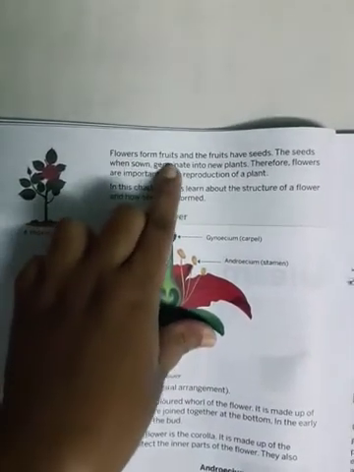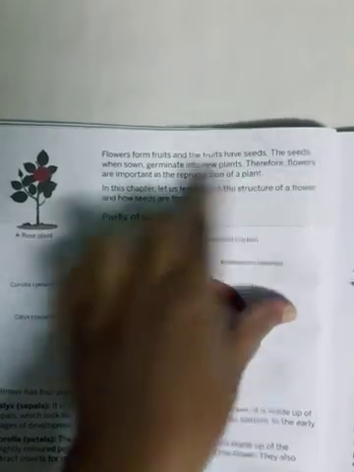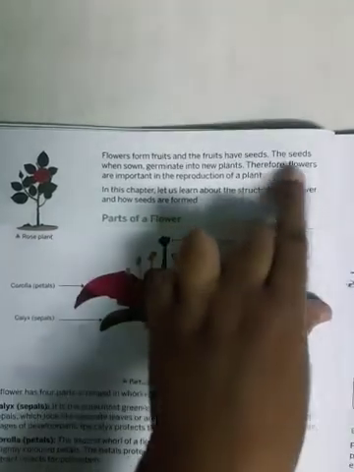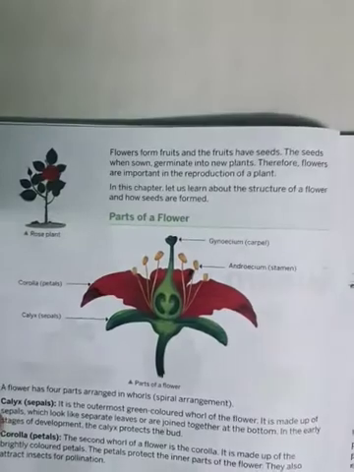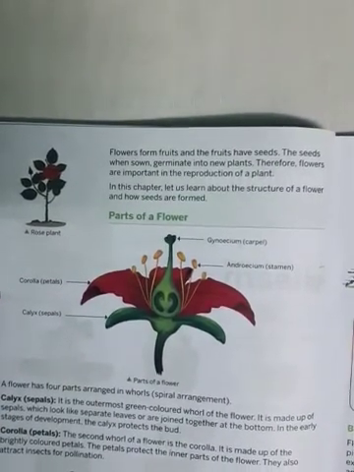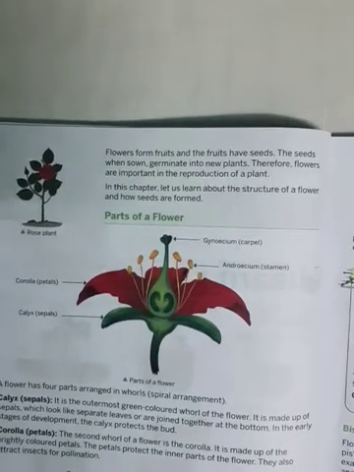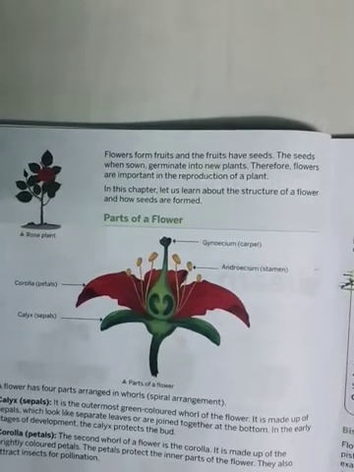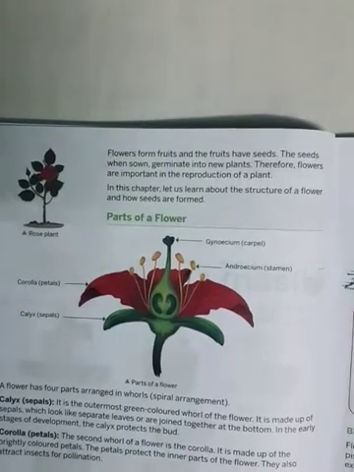Flowers form fruits and the fruits have seeds. The seeds, when sown, germinate into new plants. Therefore, flowers are important in the reproduction of a plant. Now, what is reproduction? Children, the process of producing new individuals from its parents is called reproduction. Plants reproduction is the process by which plants reproduce new individuals or offspring. Okay?